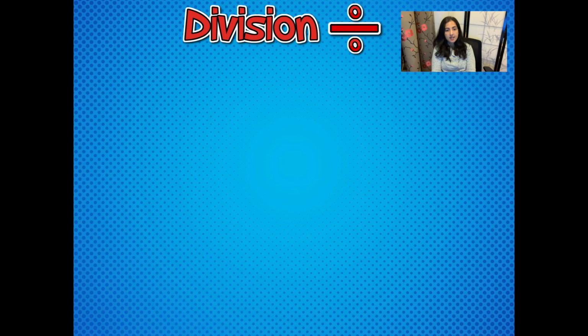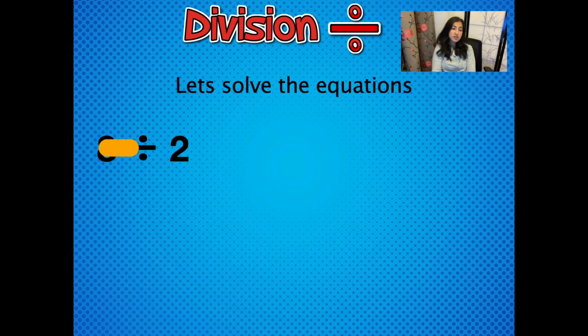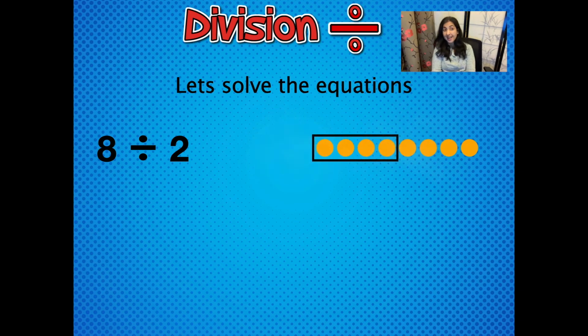Okay? Let's try to solve a couple of equations together just to practice the idea. So 8 divided by 2 in this case is 2 equal parts. Half of 8 gives you what number? Let's take a look. This half is equal to that half, and each half has how many dots? That's right, each half has 4 dots. So 8 divided by 2 is the same as half of 8, which equals 4.